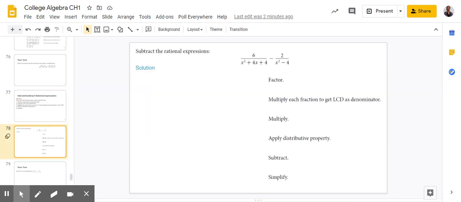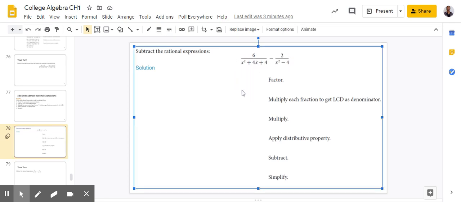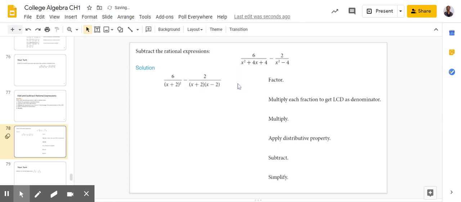So here's an example. We have 6 over x squared plus 4x plus 4 minus 2 over x squared minus 4. Our first step is to factor. We can't factor the numerators, but we can factor our denominators. So our denominator becomes x plus 2 squared. You can write them out next to each other, but since we're multiplying by the same thing, we can put squared. And then our denominator for x squared minus 4 becomes x plus 2 times x minus 2.